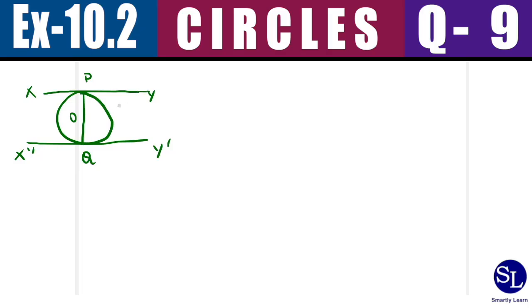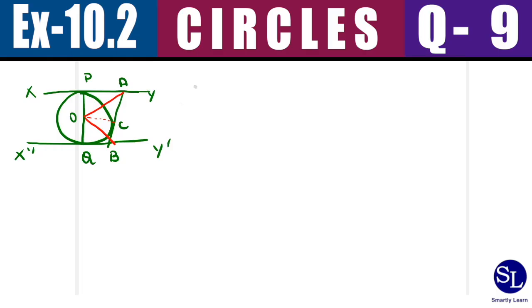I'm marking another tangent AB. The point of contact here is C. They told us that we are supposed to prove that angle AOB is going to be equal to 90 degrees. I'm also going to join the line OC, and since I'm joining it, I marked it as a dotted line.